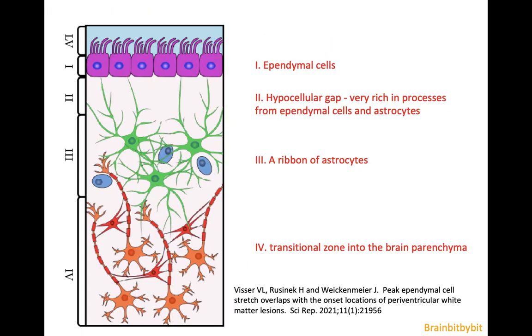And if you look in the adult situation to the way the ependymal lining is built, you have the ventricles with the CSF in it, then you have this layer of ependymal cells, and then just below this layer of ependymal cells there's a hypocellular gap with processes from ependymal cells near the ventricle and a ribbon of astrocytes with processes into this hypocellular layer. And then below that there's a transitional zone into the brain parenchyma. And subependymomas arise from this subependymal plate.